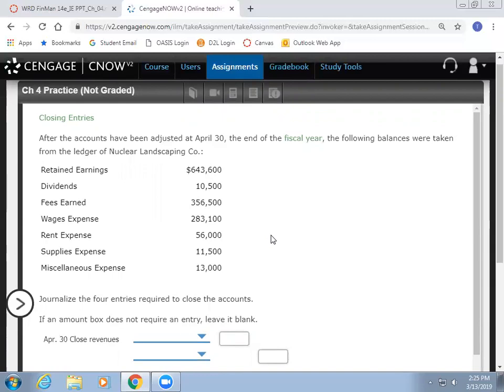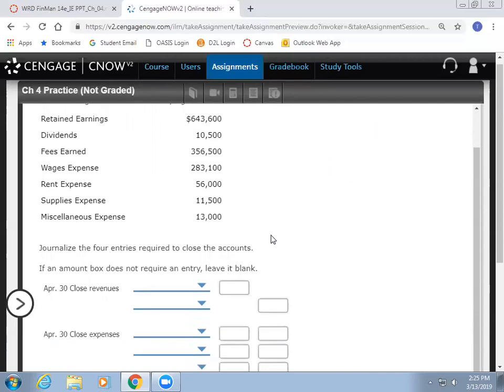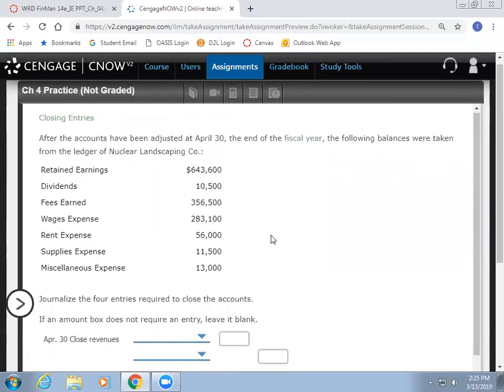So this one says, after the accounts have been adjusted, it's the end of the fiscal year, the following balances were taken from the ledger. So we have retained earnings, dividends, fees earned, all that. It wants us to journalize the four entries required to close the accounts. Well, I'm going to give you the step-by-step. The first closing entry we always do is we close revenues. I'm going to establish some of these accounts though, so we can kind of see.